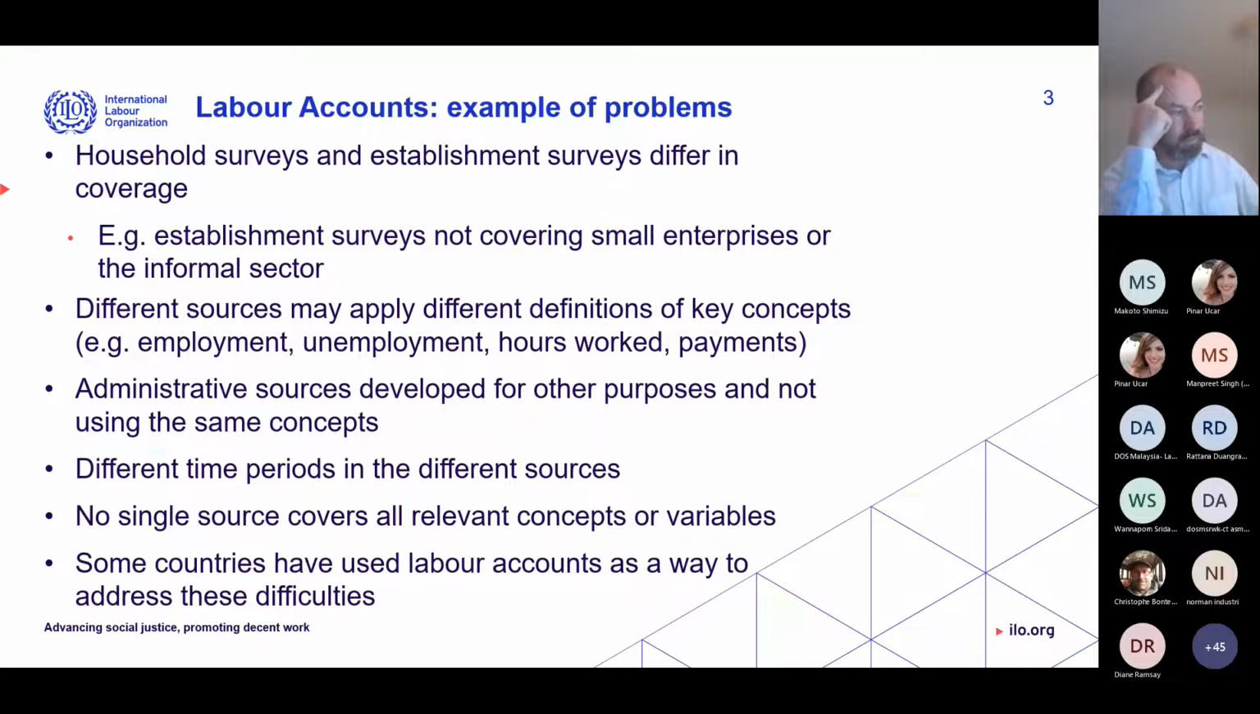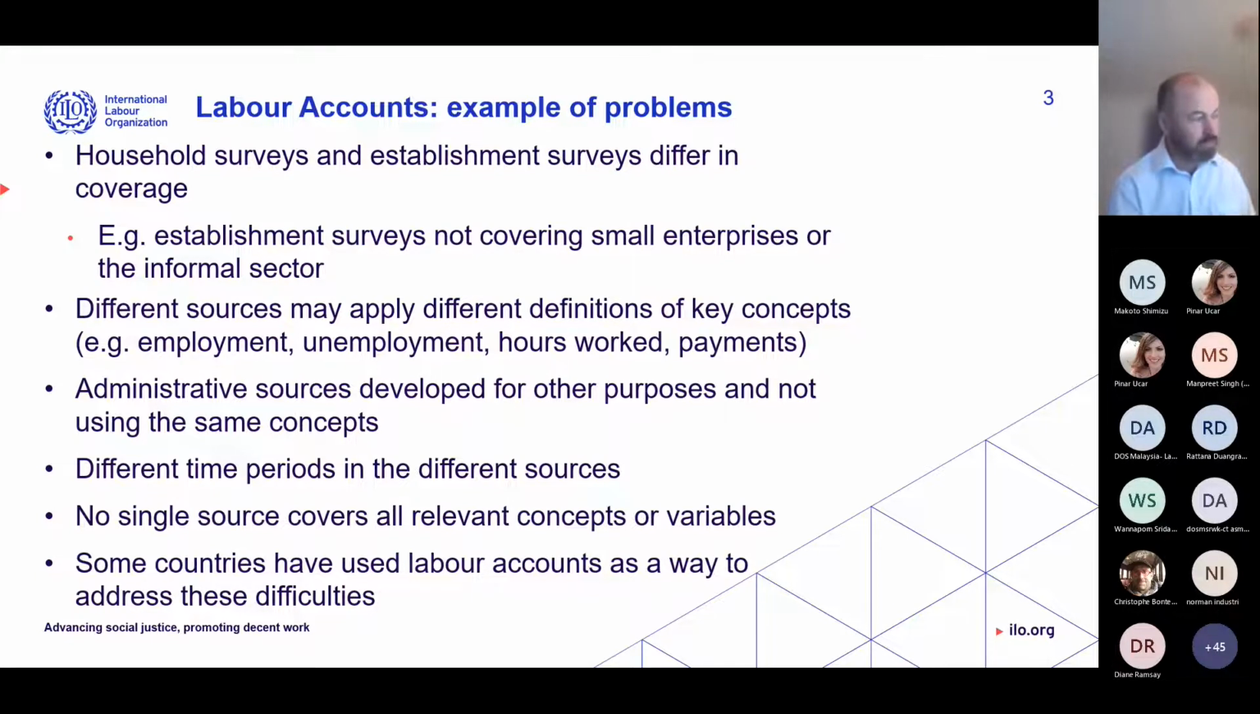When we look specifically at administrative sources, ultimately they've normally been developed for other purposes. So they haven't been developed to produce statistics. They've been developed for an administrative reason, like to give out job-related benefits or unemployment-related benefits. And therefore, one of the biggest problems is they won't use the same concepts. They'll use an administrative concept rather than a statistical concept.